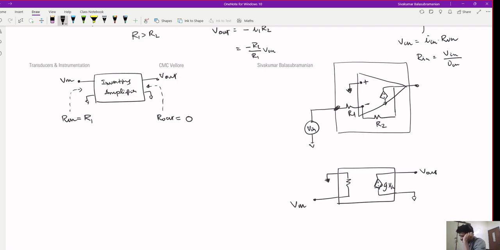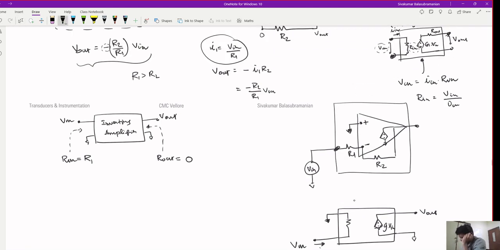Yes. The way you find the input impedance is to connect some Vin and look at the current that flows into this. The current that flows in is some I1, and if you go to this circuit and find out what that I1 is, it's simply Vin divided by R1, because this terminal is at virtual ground. So the input impedance is R1.